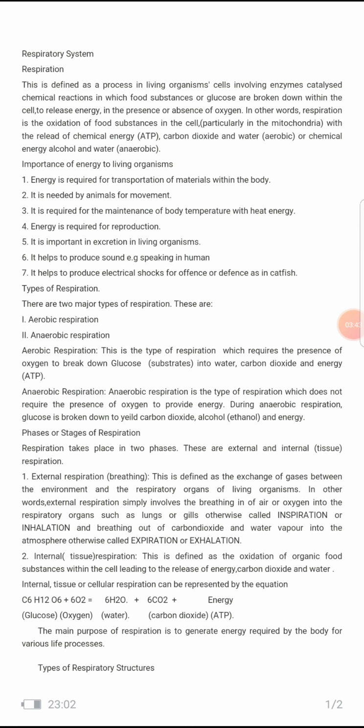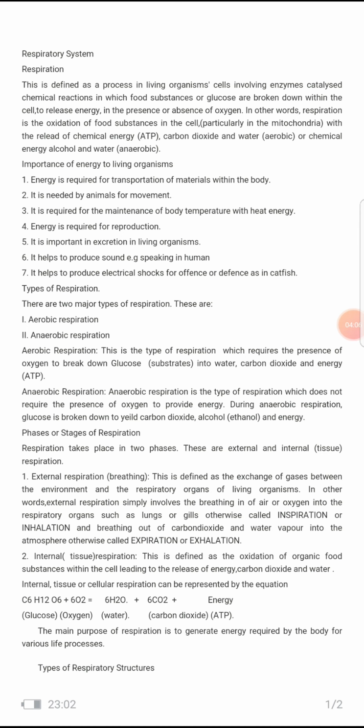Phases or stages of respiration. Respiration takes place in two phases. These are external and internal respiration. The external respiration is just the breathing in and breathing out. This is defined as the exchange of gases between the environment and the respiratory organs of living organisms.